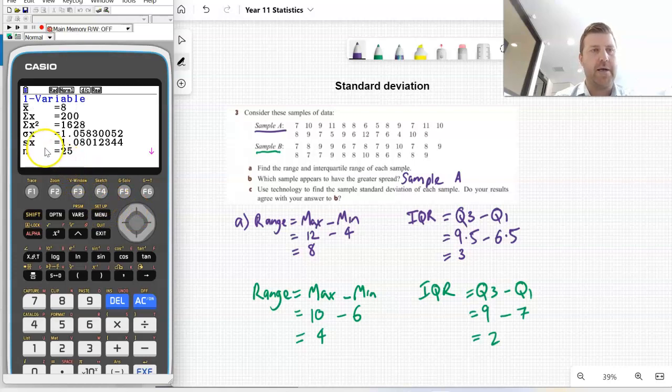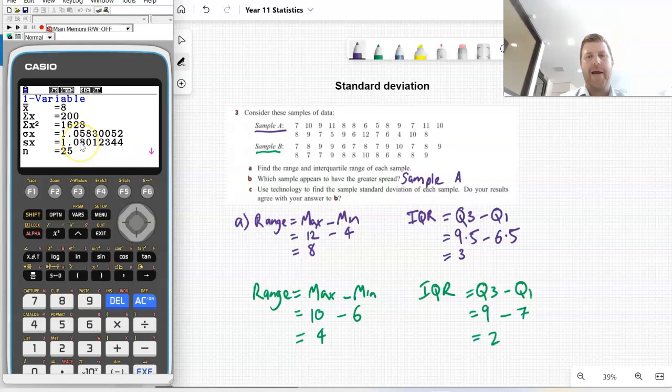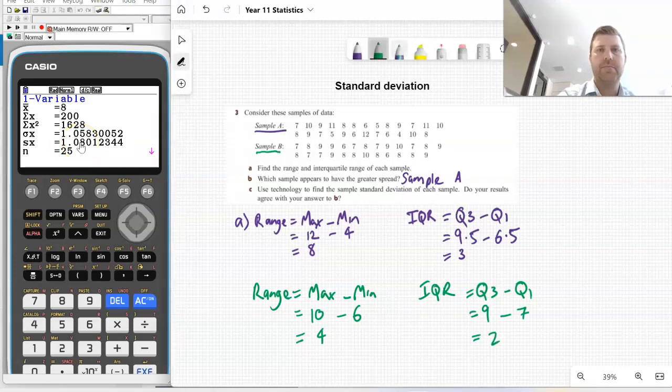I've already put in the data. It's giving me the standard deviation. So there's a population standard deviation, which is this symbol here. I'm looking at this. This is asking for the sample standard deviation. So that's the Sx value there. So the sample standard deviation for sample B, I'm still on that set of data, is 1.08. So standard deviation is 1.08 for sample B.